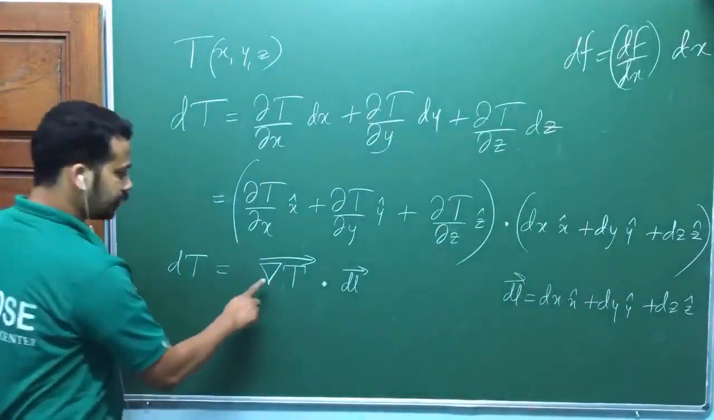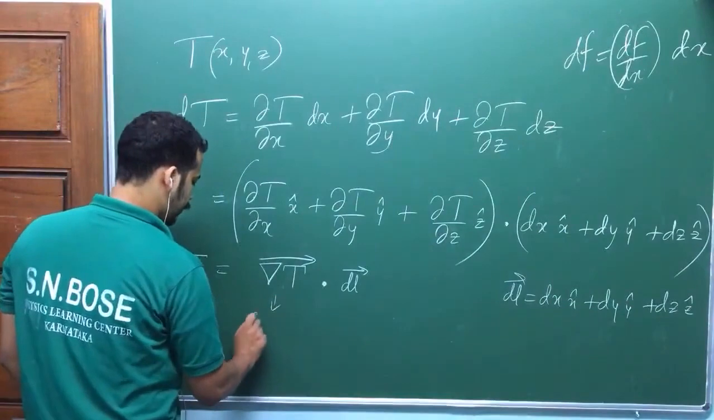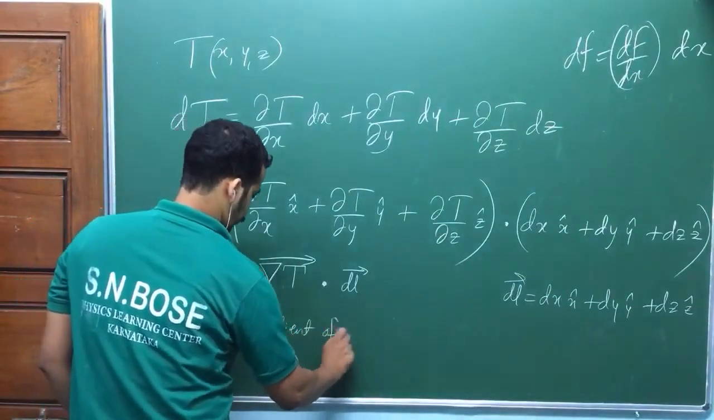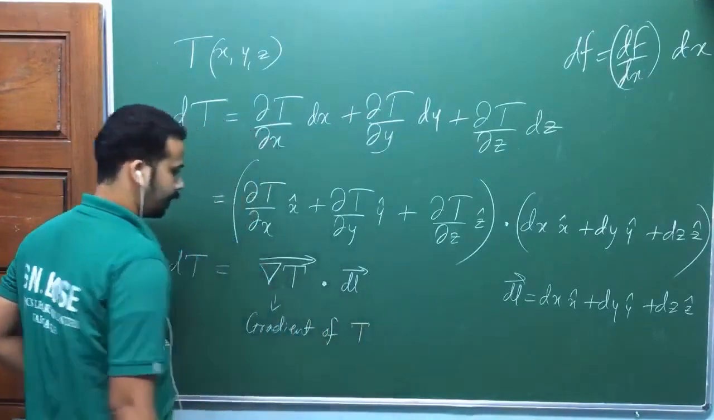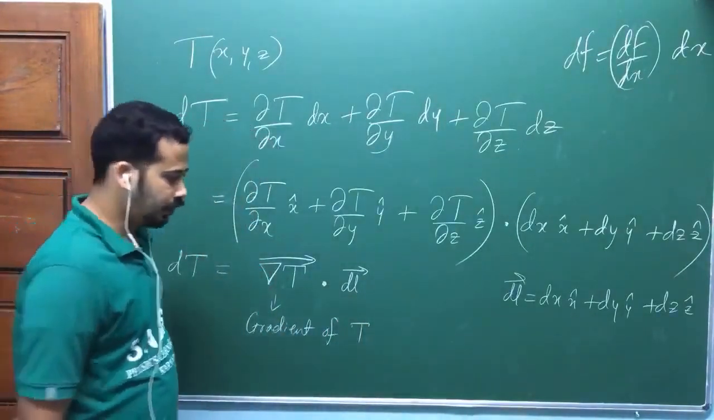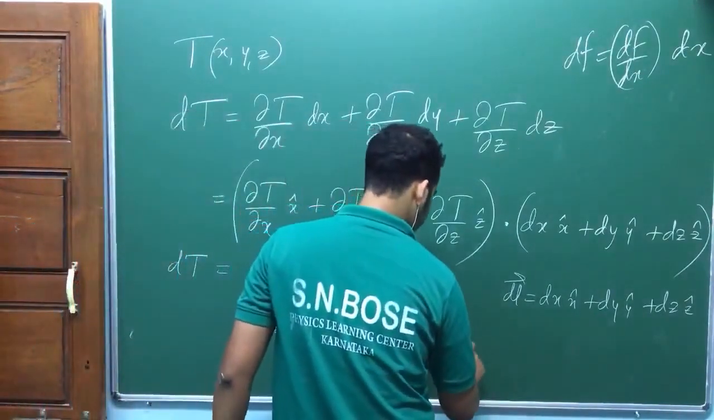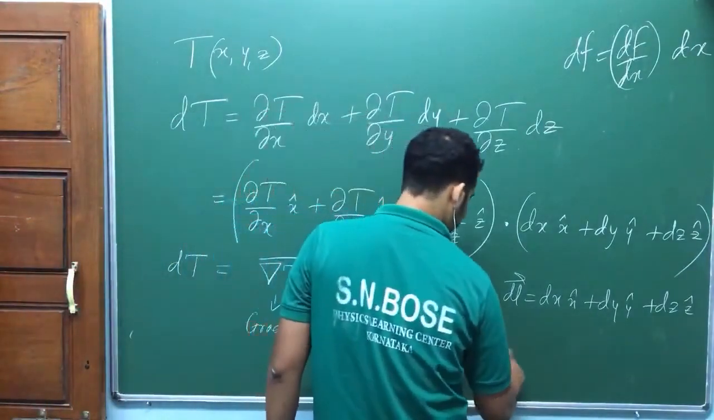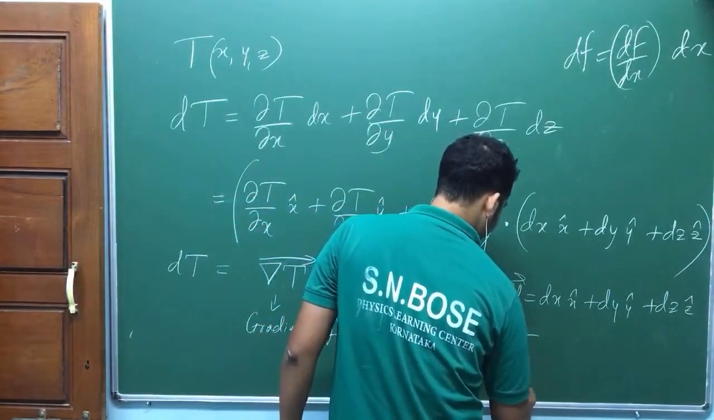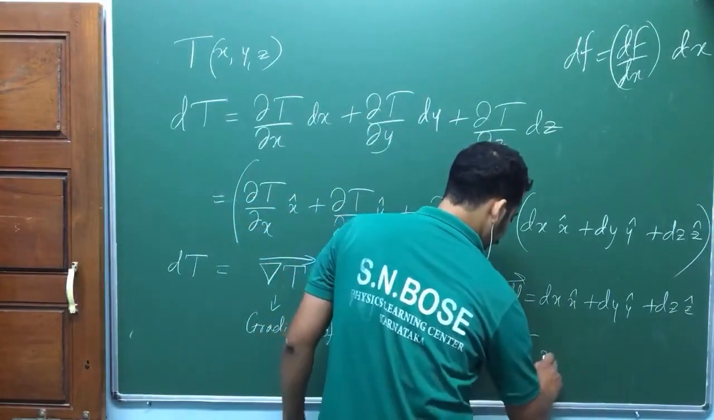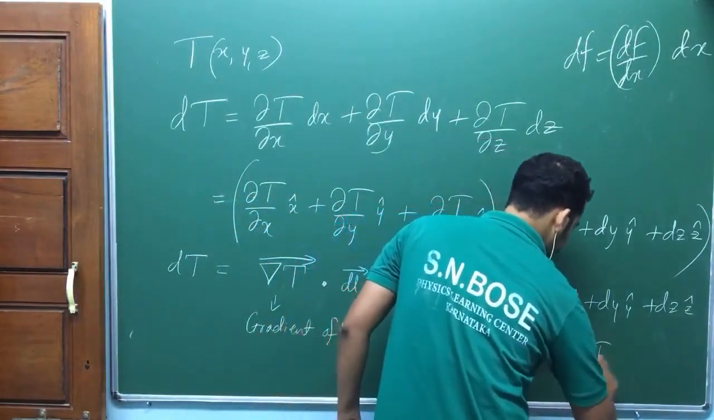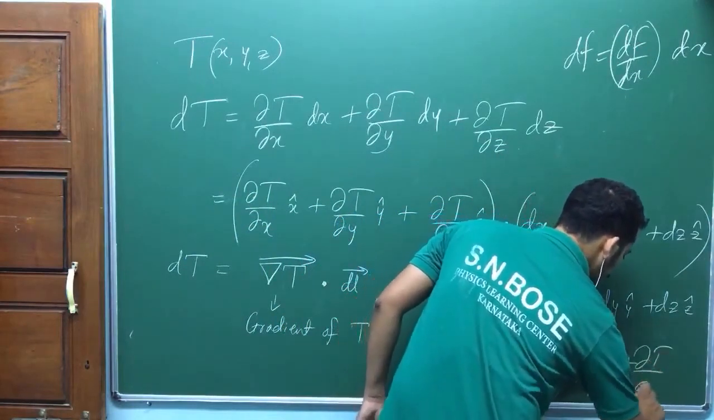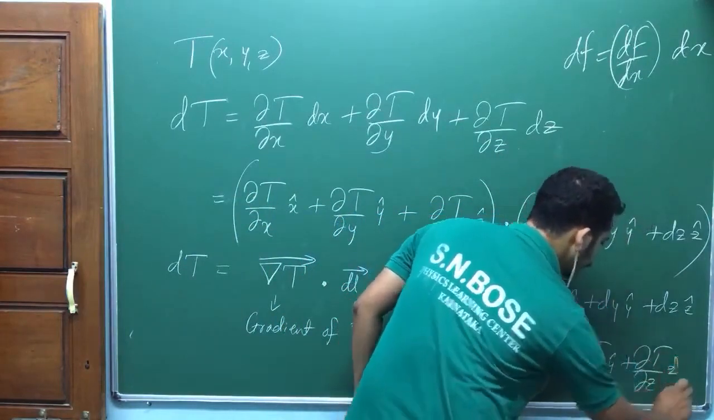We call this one the gradient of T. Now you can define that gradient. What is that gradient? Gradient of T, where T is a three-variable function, is equal to dou T by dou x into x cap plus dou T by dou y into y cap plus dou T by dou z into z cap, isn't it?